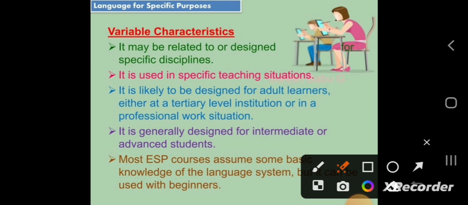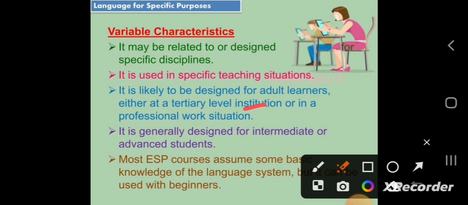The content is designed to be relevant and applicable to the specific terminology, context, and practices of these disciplines. It is used in specific teaching situations. These courses are often implemented in contexts where learners need to acquire language skills pertinent to their professional or academic needs. This can include workplace training, specialized academic programs, or professional development.